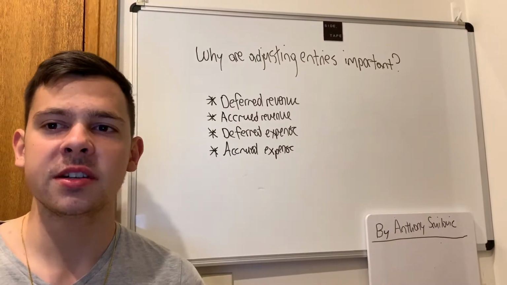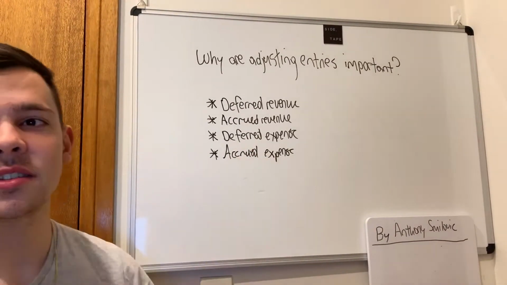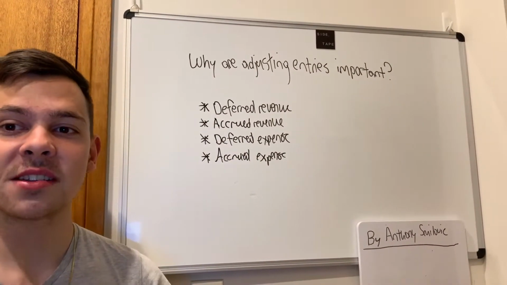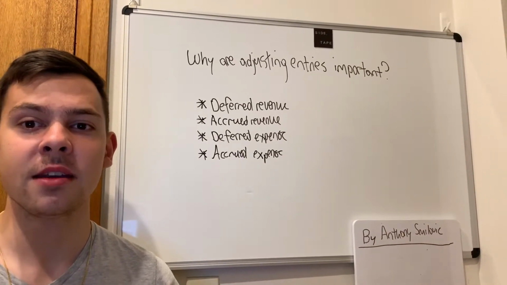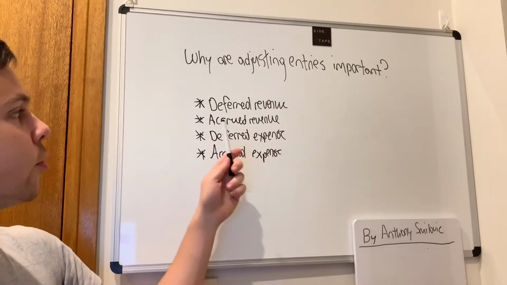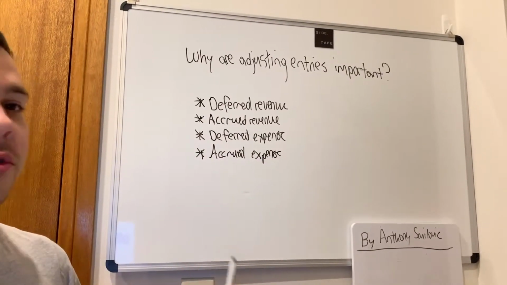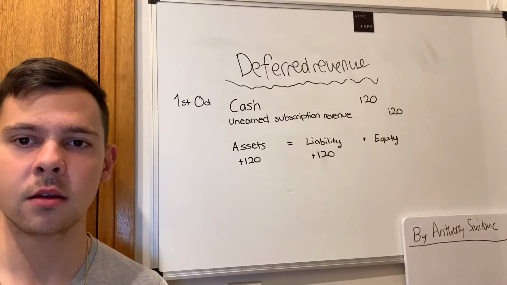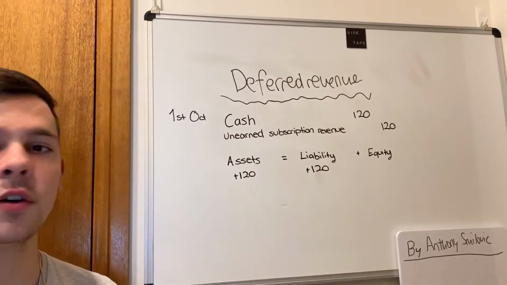An important question to ask ourselves is, why are adjusting entries necessary? Adjusting entries are accounting entries which are made at the end of the accounting cycle, and they consist of deferred revenue, accrued revenue, deferred expense, and accrued expense. Firstly, let's talk about deferred revenue.